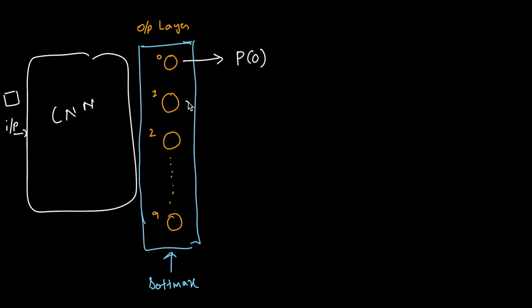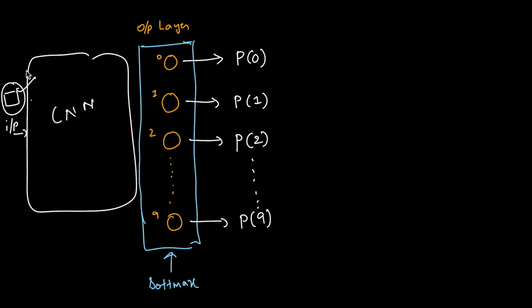Similarly, through this neuron we'll get the probability score of 1, which means the probability that this image is of 1. Similarly here it will give the probability that this image is 2, and similarly here the probability that this image is 9. Like that, softmax will give how probable it is that the input is of class 0, how probable it is that the input is of class 1. For each class it will give the corresponding probability score. This is the structure of what happens in this particular MNIST case.